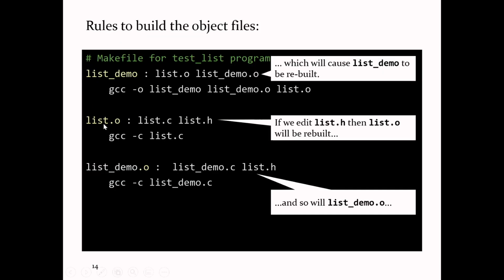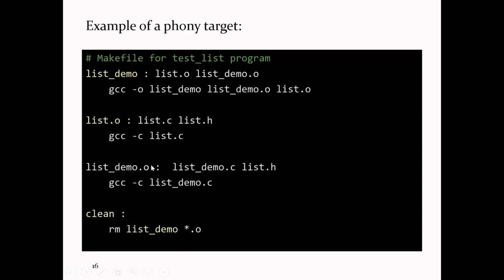So here, if I wanted to force a rebuild of list.o, I can tell make to make list.o. If I wanted to force a rebuild of listdemo.o, I can tell make to make listdemo.o. And here's an example of a phony target. There's a target called clean. There's no file called clean in the directory, so clean doesn't depend on anything. If I type make clean, it will run the recipe for clean. In this case, it's going to remove the executable program and all of its object files.